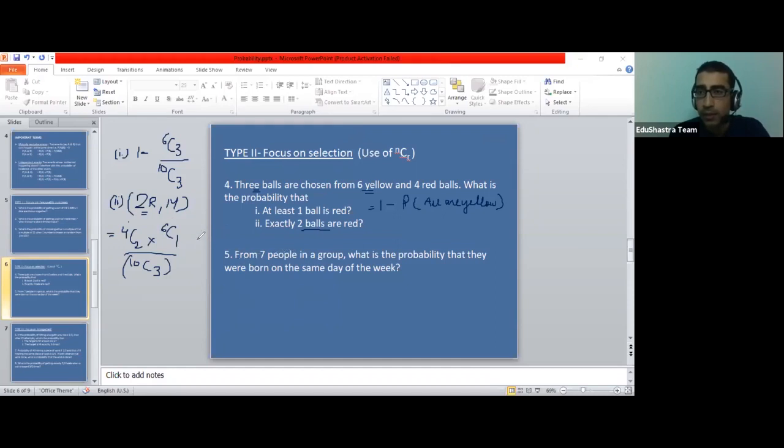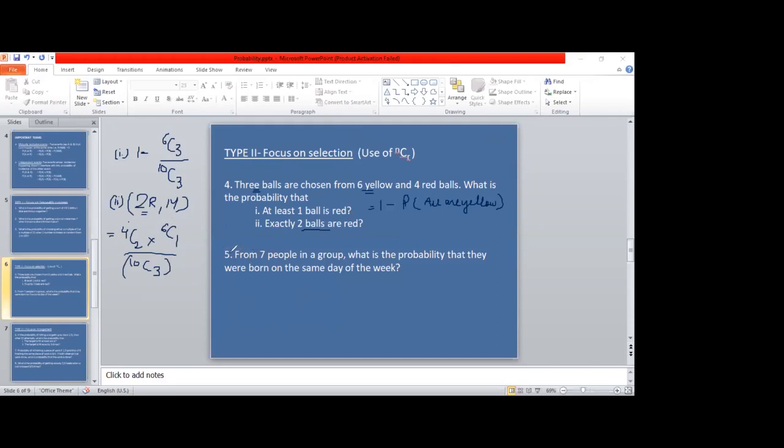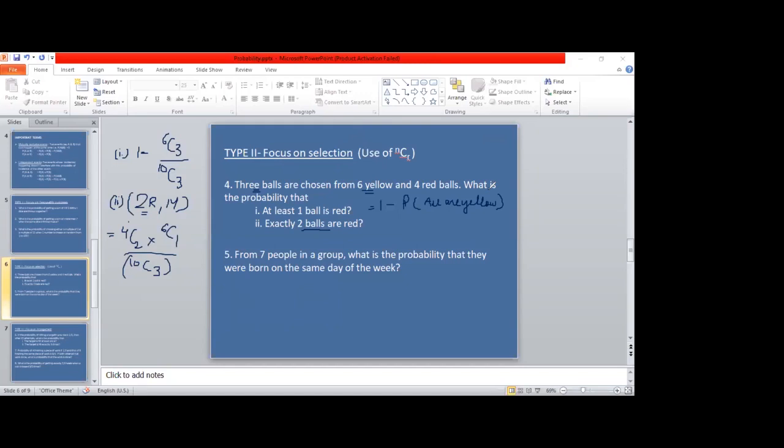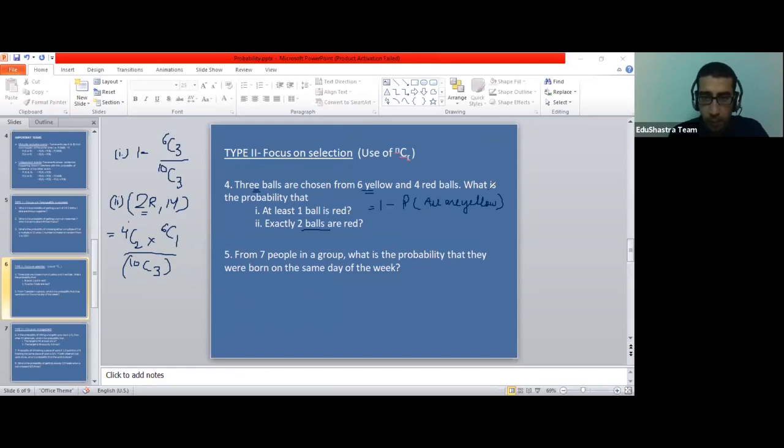So yeah, that's it. Question number 5. From 7 people in a group, what is the probability that they were all born on the same day of the week? Sorry, this is also correct, right? What? 4 by 10, 3 by 9, 6 by 8? Or do we need to change anything in this? Yes, you do. What you've taken here is the order actually.